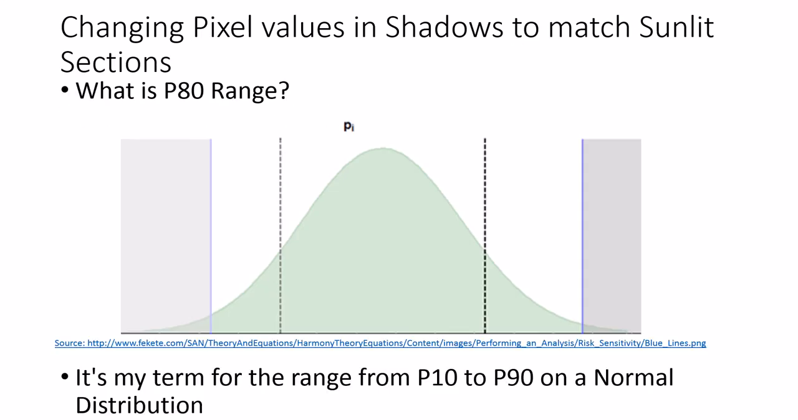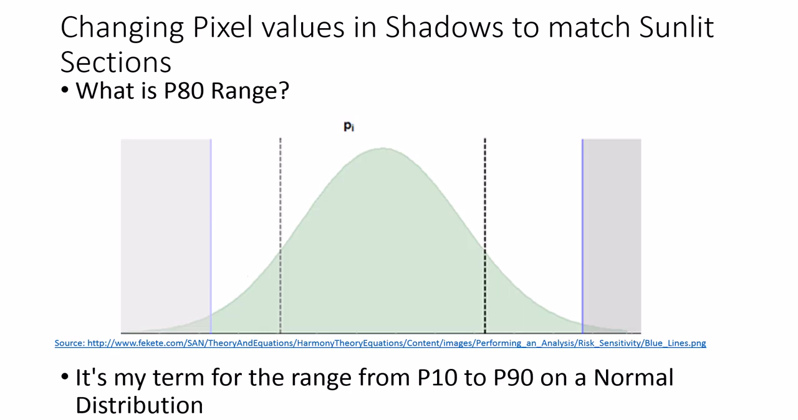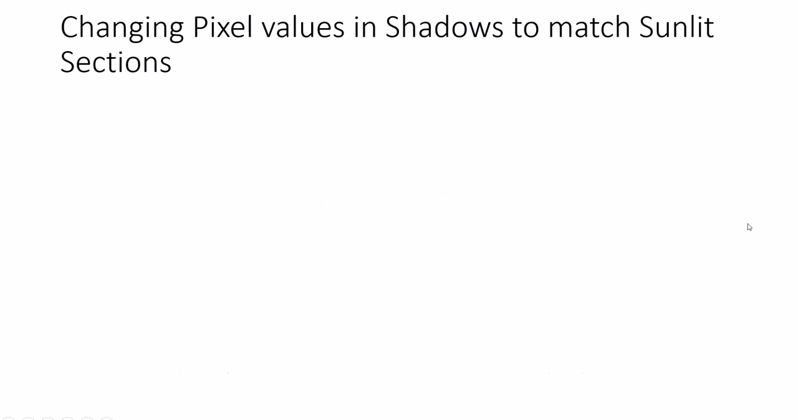So what do I mean by the P80 range? Well, the P80 range is just something I invented. If this bar is P10 and this bar is P90, I want to get the minimum and the maximum from P10 to P90, and I call that the P80 range.